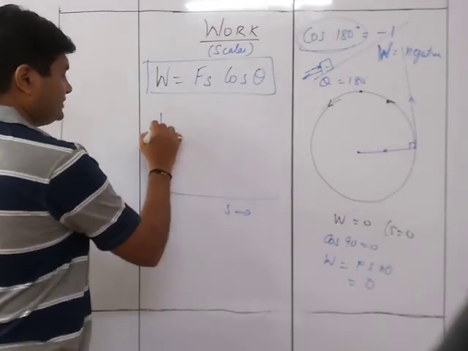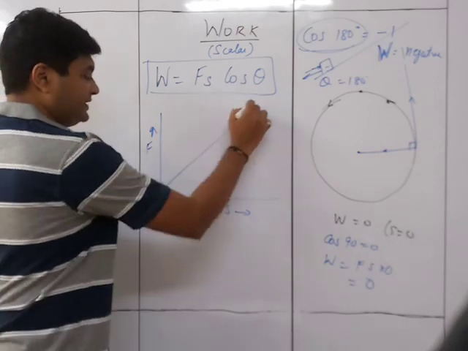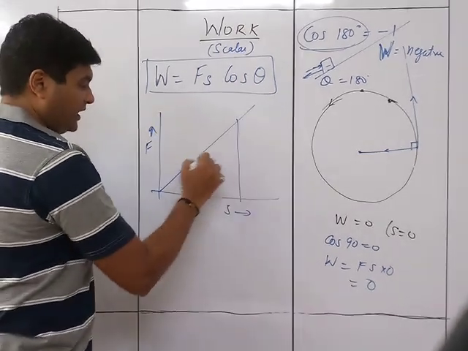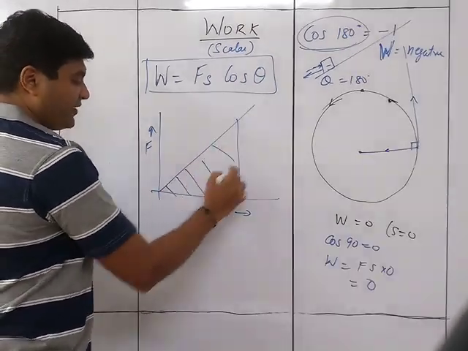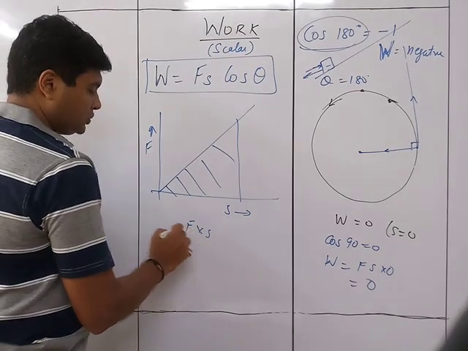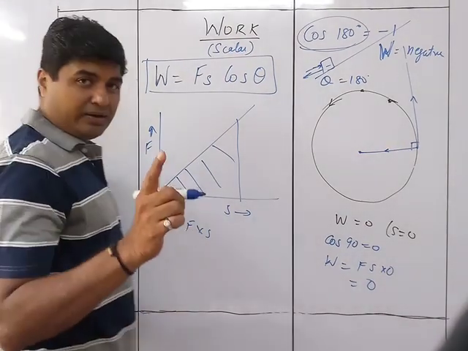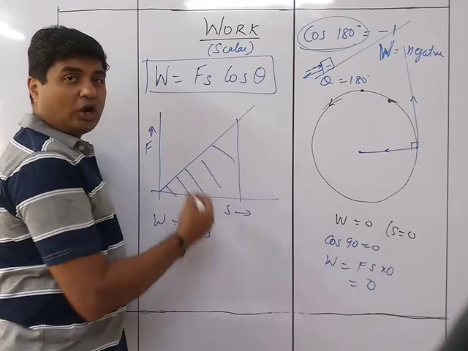So this is the force and this is the displacement, and if the graph is like this, then this is the area of the graph. So the area of the graph is nothing but f into s. So that is the work done. So work done will be given by the area enclosed in the graph.